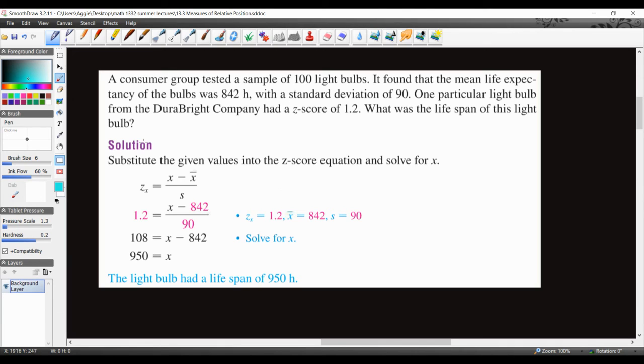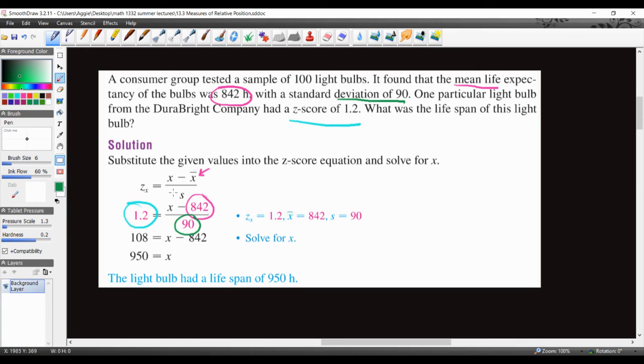Okay, so what we're going to do is substitute the given values into our z-score and solve for x. So 1.2 was the z-score, that's this right here. Then 842 was our mean. Yeah, the mean life expectancy was 842, so that's this number right here. And then the standard deviation, it tells us, was 90, so this number goes on the bottom.